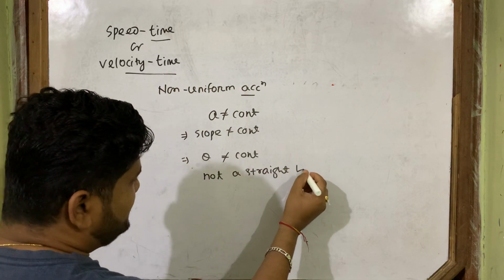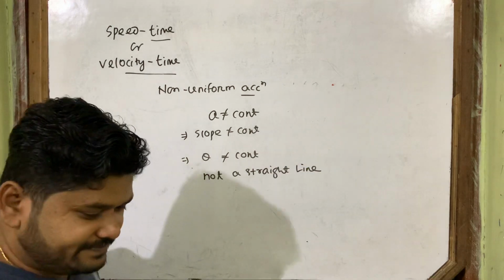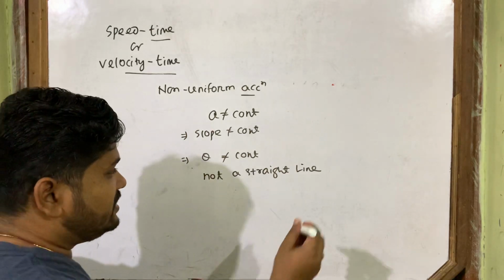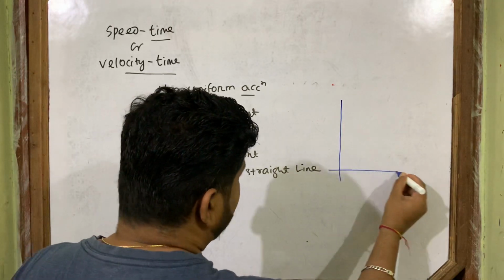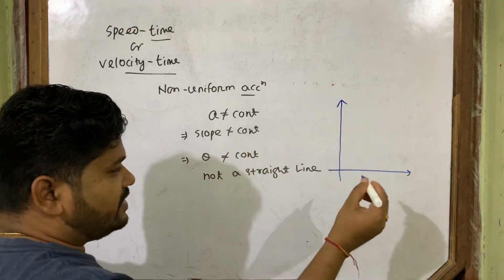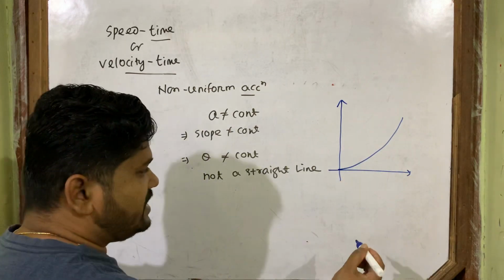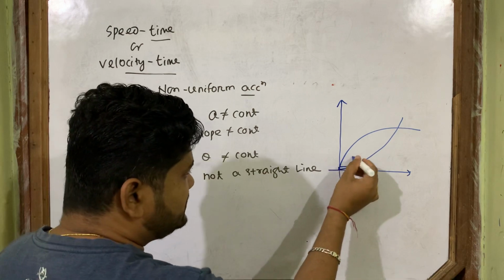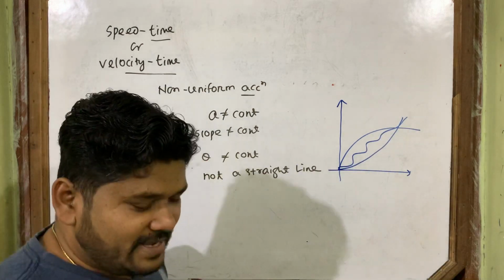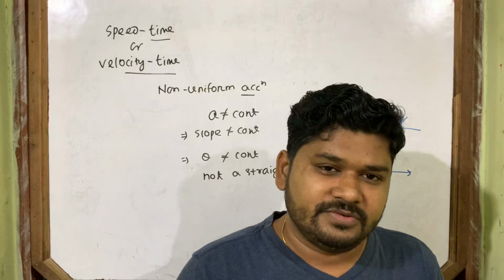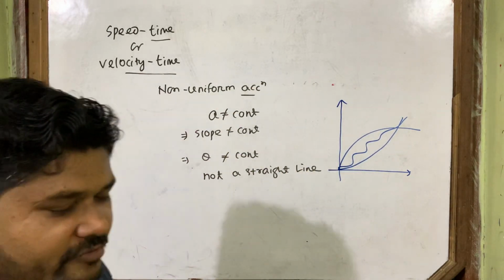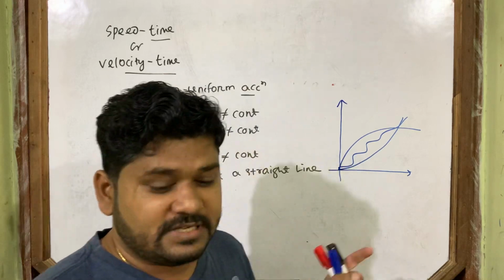So anything other than straight line. Any shape other than straight line you draw, that indicates non-uniform acceleration. What you want to draw? Like this? Yes. What you want to draw? Like this? Yes. Any shape you want to draw, you draw the graph that indicates non-uniform acceleration. Any shape other than straight line.